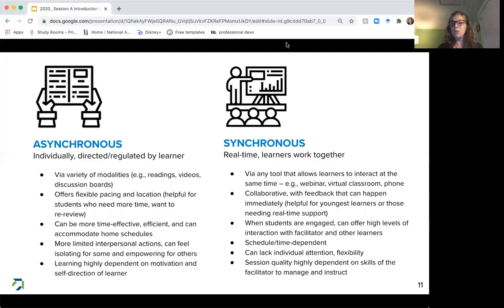And the learning that happens asynchronously is highly dependent on the motivation, self-direction, and choice-making of the learner. Synchronous happens when learners are learning together. They're working at the same time. Oftentimes digitally, this is by Zoom or video conferencing. It's via any tool that allows learners to interact at the same time. It's often very collaborative with feedback that can happen immediately, which can be really helpful for our younger learners. And when students are engaged, can offer really high levels of interaction. At the same time, it's schedule and time dependent, and it can lack individual attention and flexibility. And the session quality is highly dependent on the skills of the facilitator or instructor.